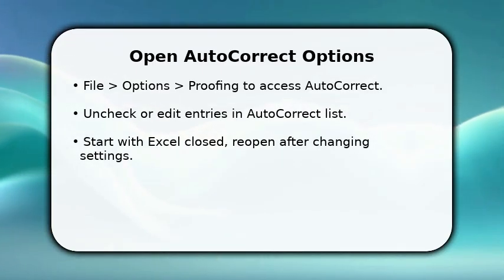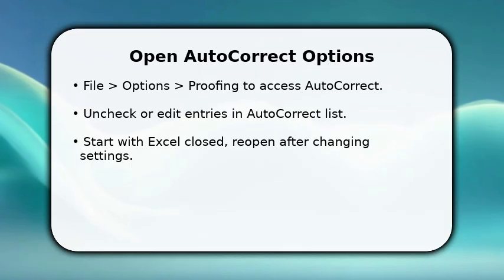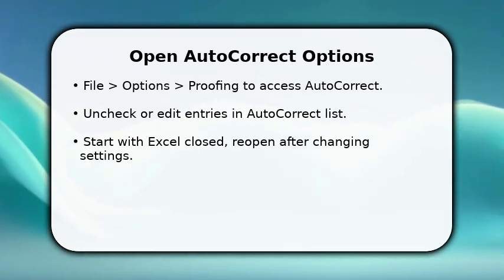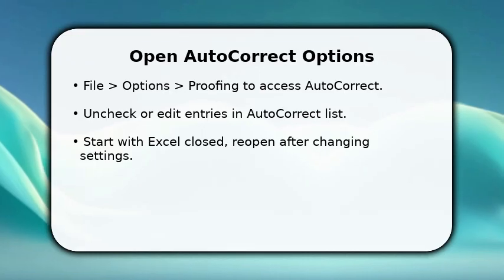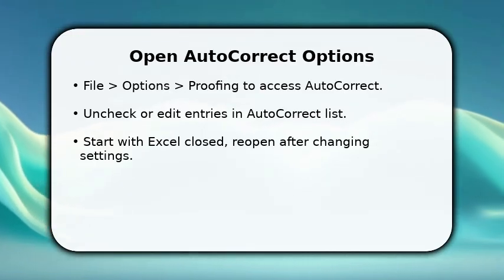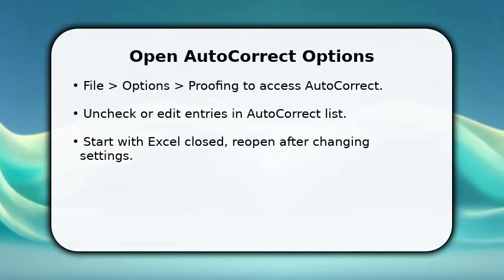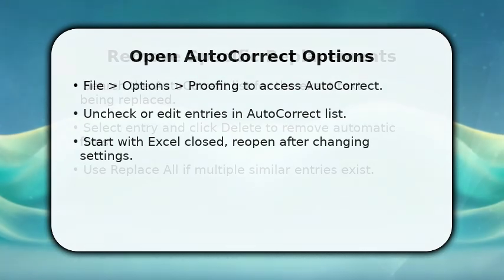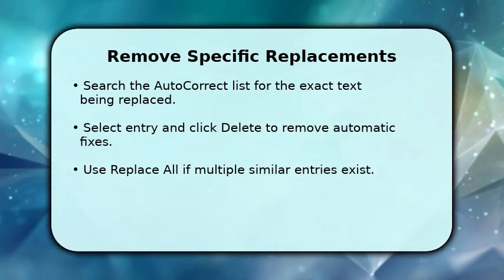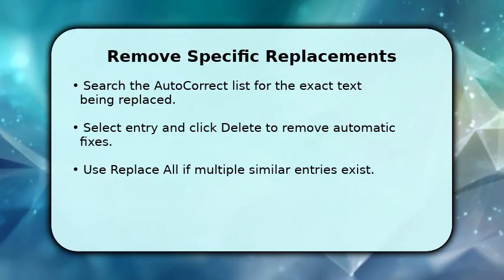Make sure to stop, look for common replacements like (c) or 1/2 and remove entries you don't want. This is the first actionable step because the change applies immediately to all sheets, so be deliberate about which entries you delete or edit. Once you're in the autocorrect list, search for the specific replacement that's causing trouble.